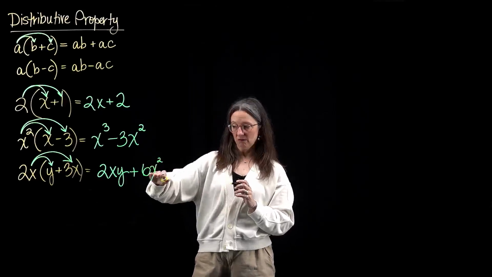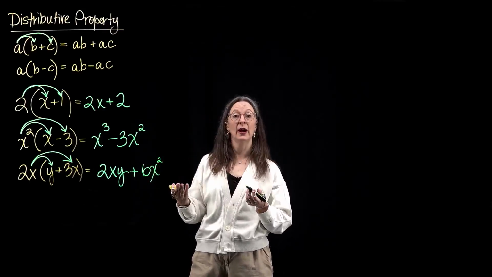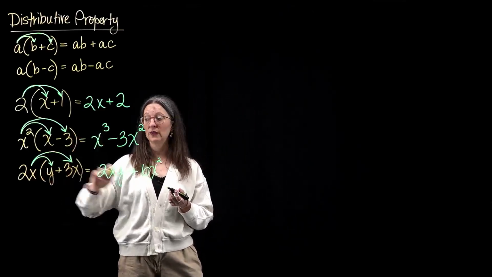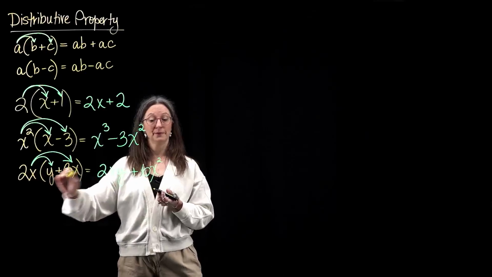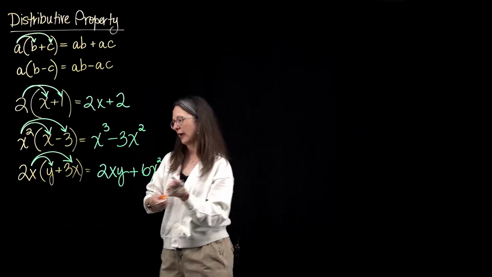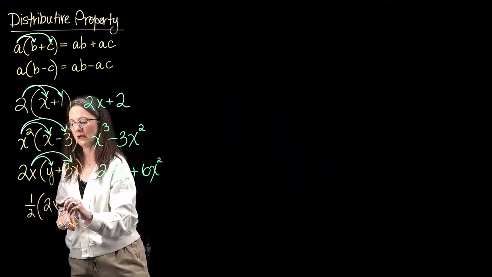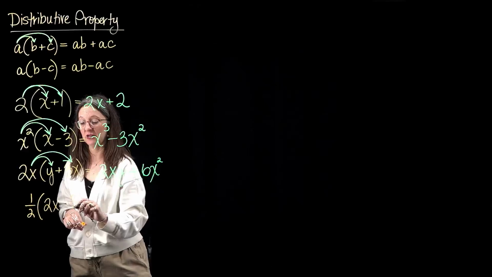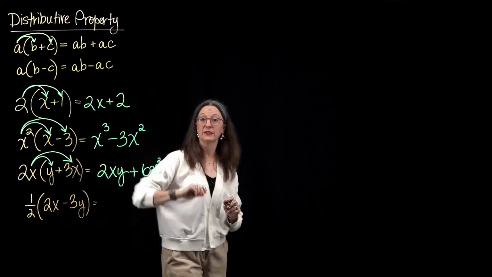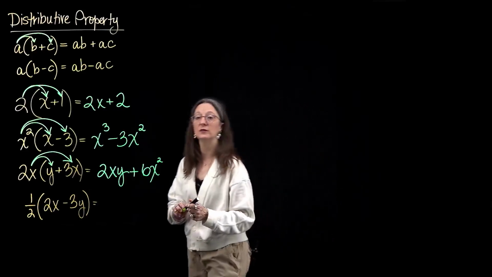Okay, again, you might look at this and say, gosh, I could factor out a 2x, and you'd be right. It would just be going backwards to that original problem. All right, so what if I had 1/2 times 2x minus 3y? And that's 1/2 times parentheses 2x minus 3y. Well, that can get distributed as well.